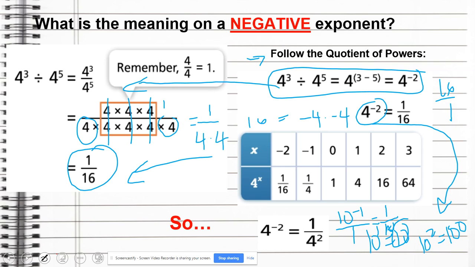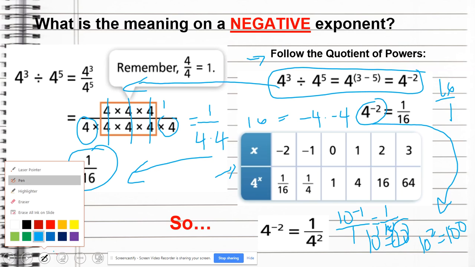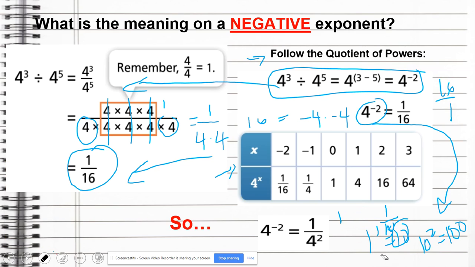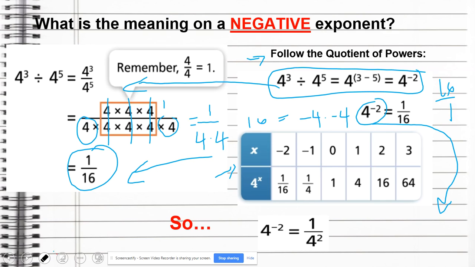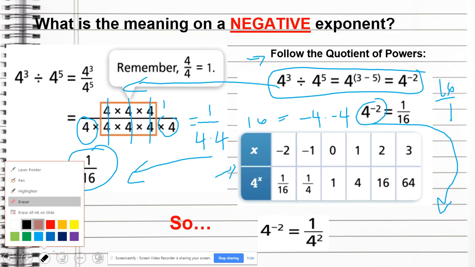Okay, so as we look here in the table, I'm just going to go back and see if I can delete here. Okay, so we go back and we look at the table. It's giving me a hard time.